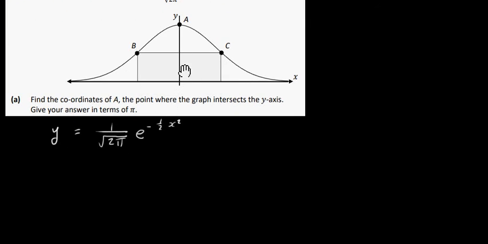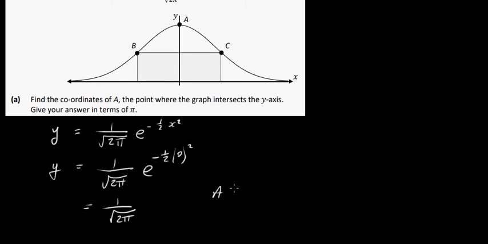So we know that on the y-axis all points have an x-coordinate of 0. So all we've got to do is just work this out: 1 over the square root of 2 pi, e to the power minus a half, and we just put a 0 in here for x. When you work this out, e to the power minus a half times 0 squared, this power is just going to be 0. E to the power of 0 is 1, so we just end up with 1 over square root of 2 pi here. So our point A is 0, 1 over the square root of 2 pi. And that's it. That's our point A.